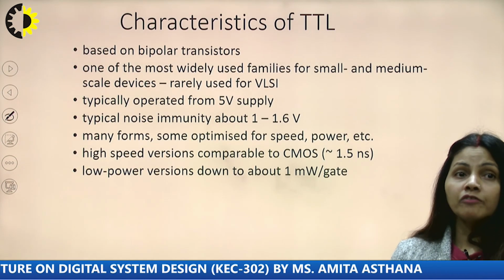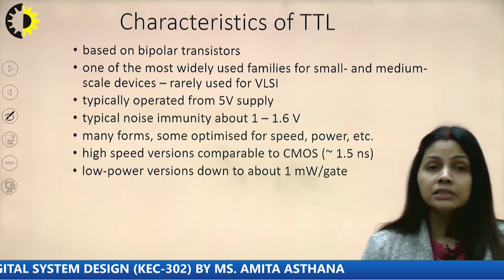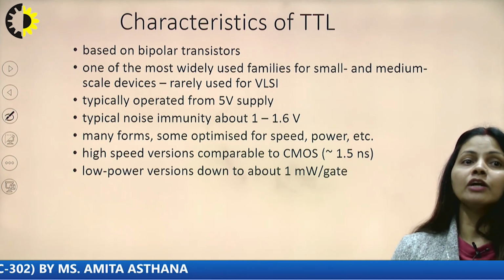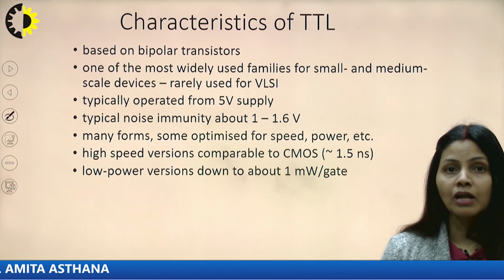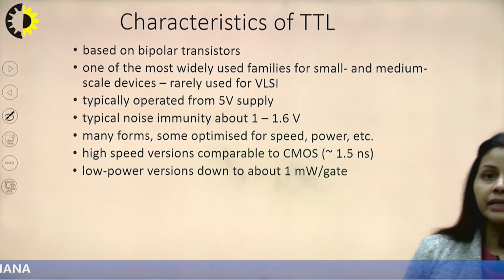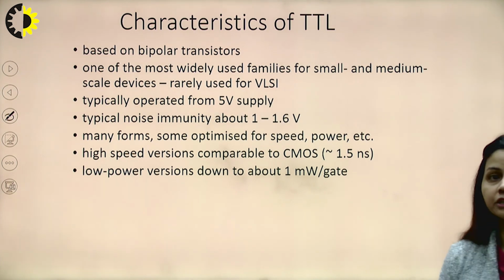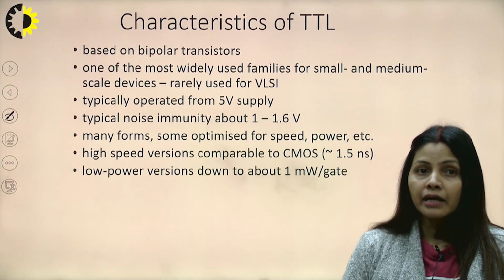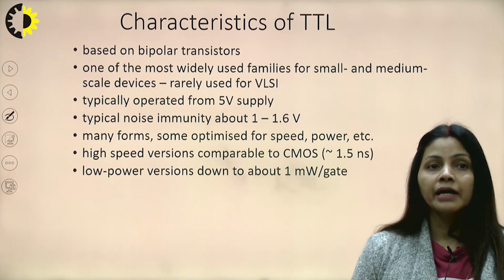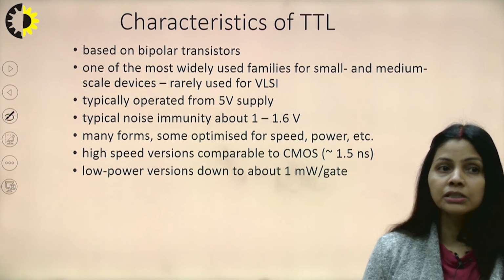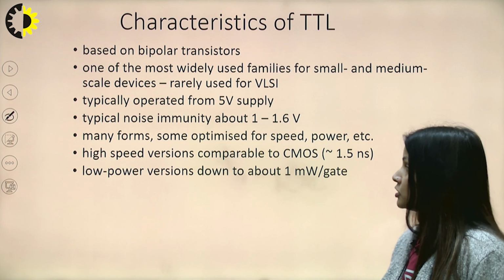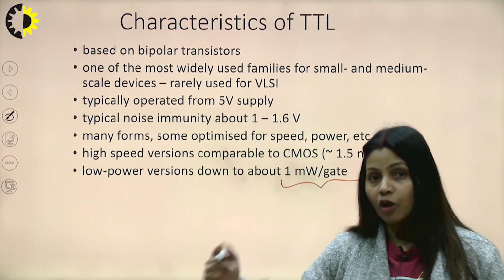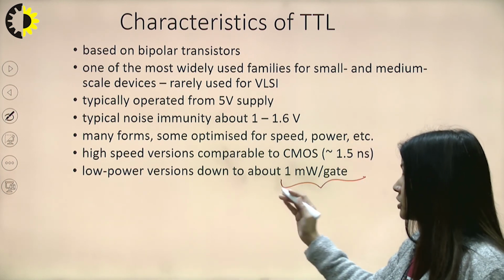Now the characteristics of TTL. This is based on bipolar transistors. We can make the diode equivalent of the TTL logic. It is one of the most widely used families for SSI and MSI applications. Operating voltage is 5 volts, noise immunity is between 1 to 1.6 volts, and they are optimized for speed and power, and the high versions are also comparable to CMOS. Low power versions consume very little power, at least per gate it is consuming only 1 milliwatt. So the power consumption is very low.